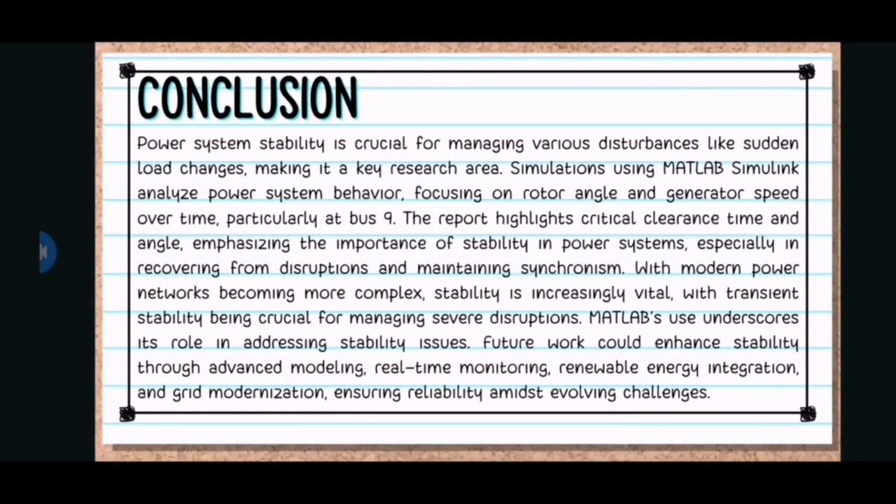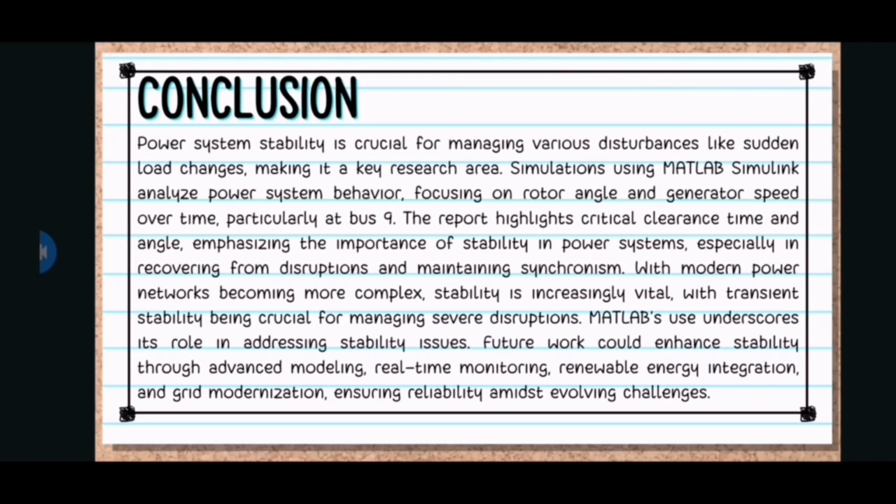So in conclusion, power system stability is crucial for managing various disturbances like sudden load changes, making it a key research area. Simulation using MATLAB Simulink analyzes power system behavior, focusing on rotor angle and generator speed over time. Particularly at bus 8, the report highlights the critical clearing time and angle, emphasizing the importance of stability in power systems, especially in recovering from disruptions and maintaining synchronism.